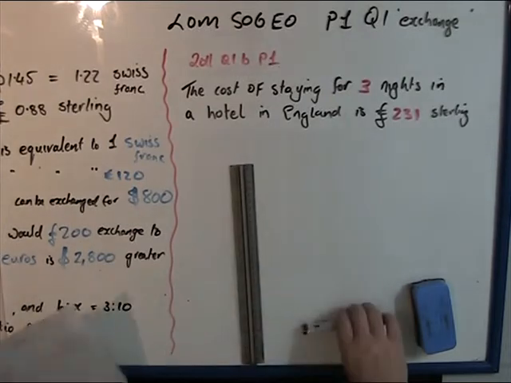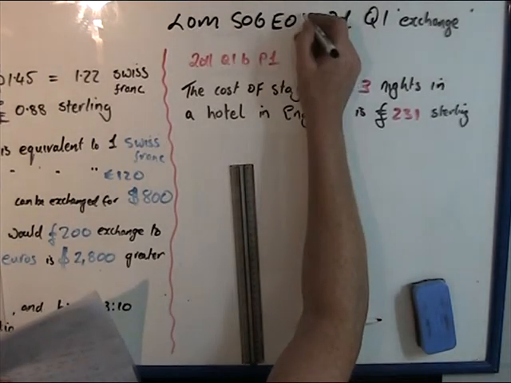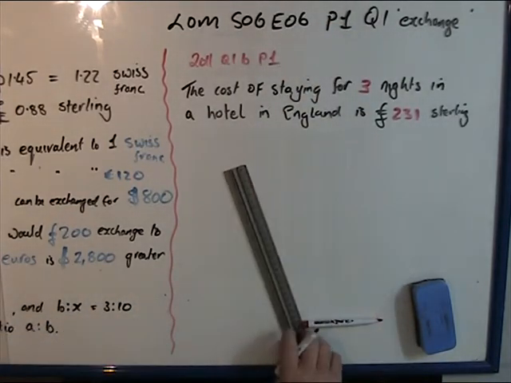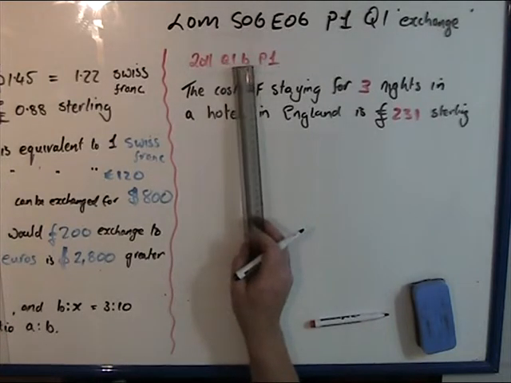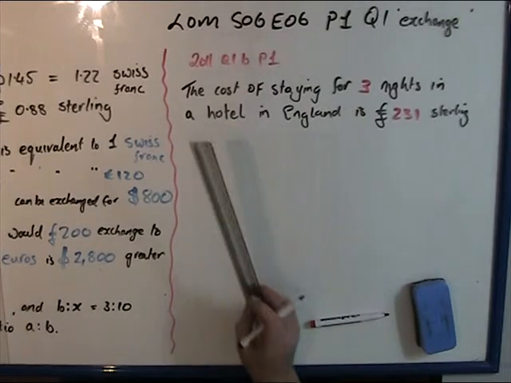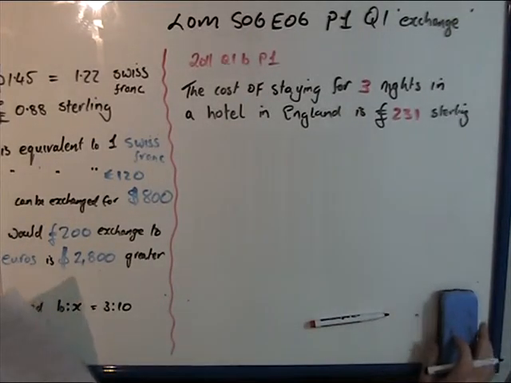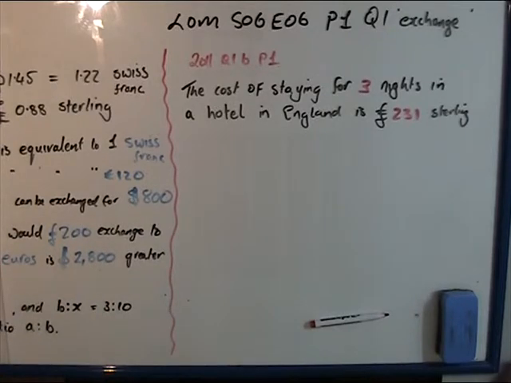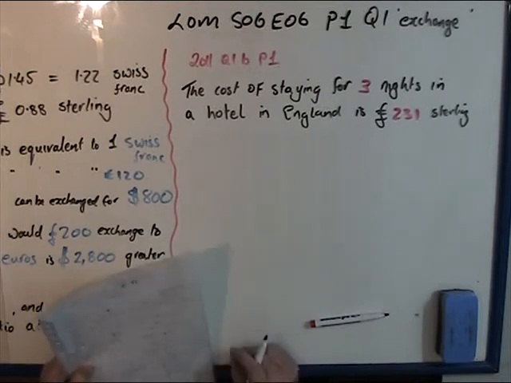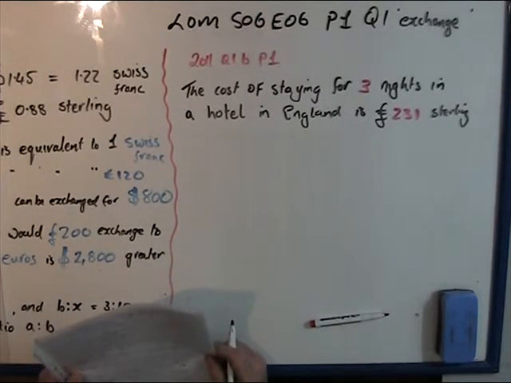I'm on episode 6. Paper 1, question 1, and we're dealing with exchange rates. At the moment I'm going to show you 2011 question 1, paper 1, part B. The cost of staying for 3 nights in a hotel in England is £231 sterling. Find the cost in euro.